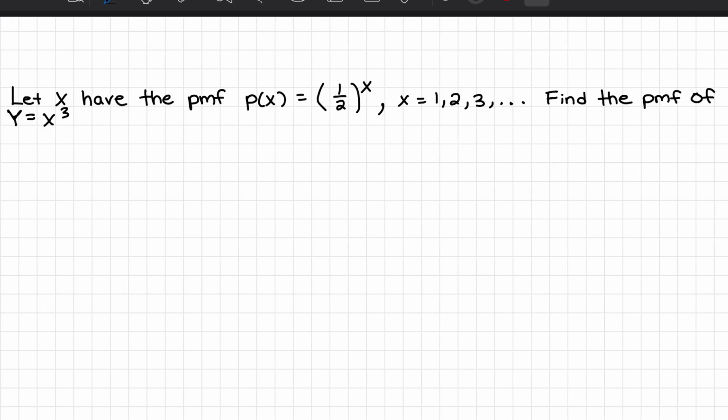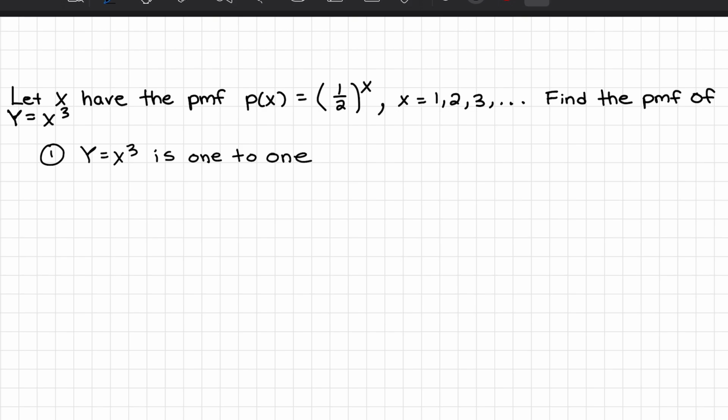This example is taken from textbook question 1.6.8 from the Introduction to Mathematical Statistics textbook by Robert Hogg. So this question says that we have a PMF of a random variable X. This is our PMF and this is its support. And we want to find the PMF of Y equals X cubed. So to do this, our first step is to figure out if Y equals X cubed is 1-to-1.